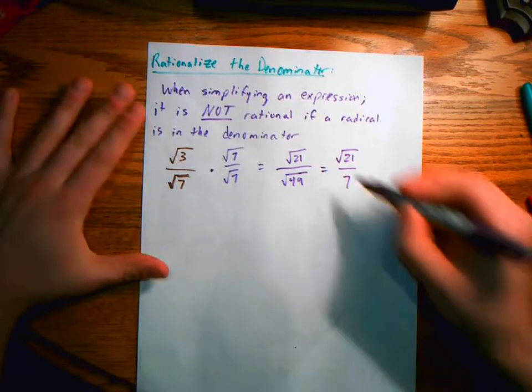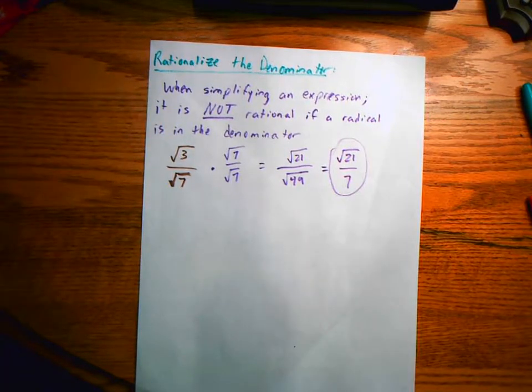So now this is a rational expression. It doesn't have any radicals in the denominator. It's just a whole number. But we'll be working on those in class on some more difficult numbers and maybe some different expressions on how we can get that denominator to be rational.